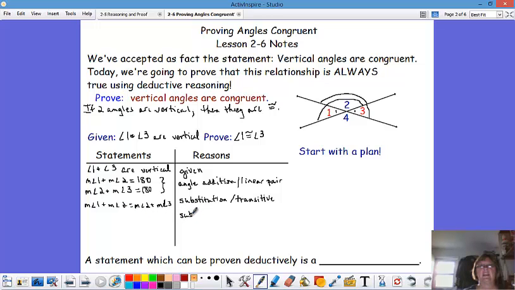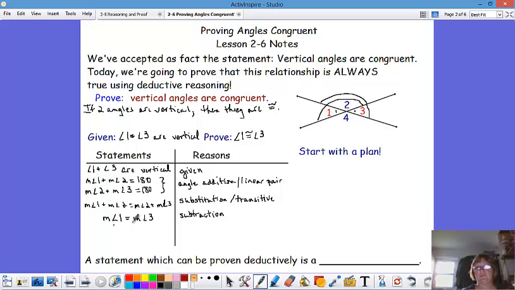So if I use the subtraction property, I can subtract away the measure of angle 2, and it's going to leave me this: measure of angle 1 is equal to measure of angle 3. And that's awfully close to where we want to go. We want to say they're congruent.